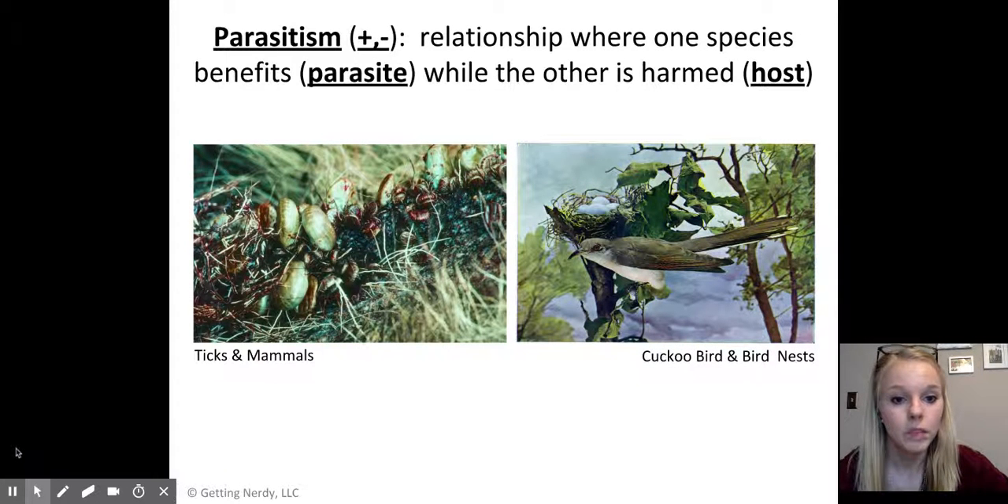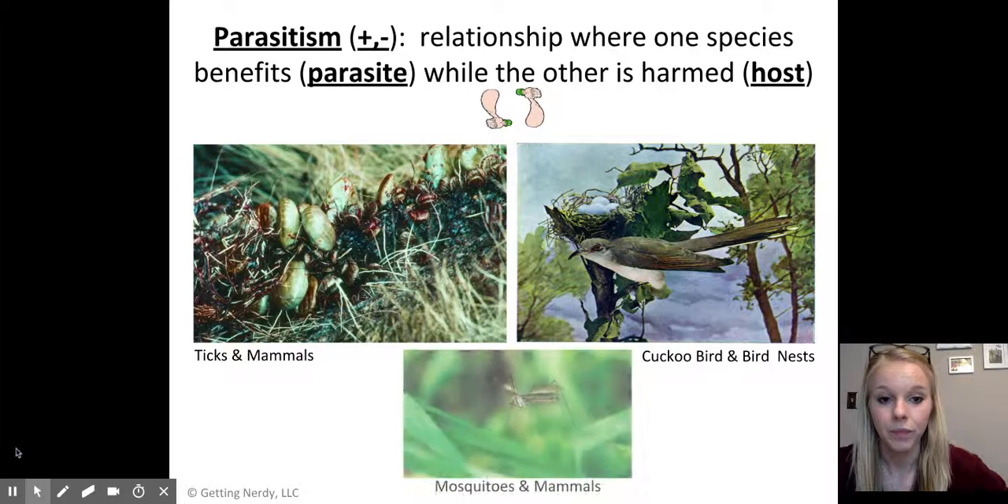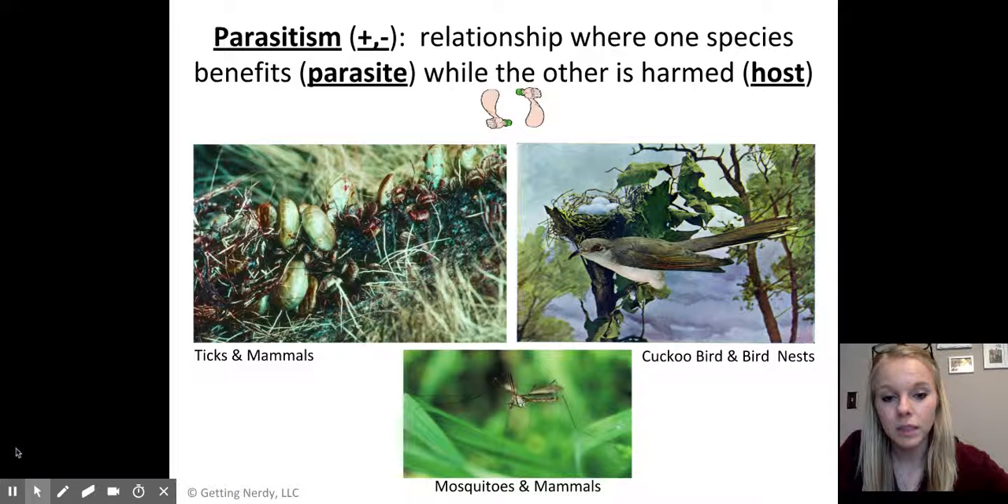The cuckoo birds and bird nests. So here, these birds are going to actually feed on the other birds' eggs, and these birds' eggs are not going to make it, unfortunately. Then we have mosquitoes and mammals, where mosquitoes again are looking for a blood meal from mammals, and mammals are going to be hurt from this because they're the host, but it doesn't necessarily always kill them.